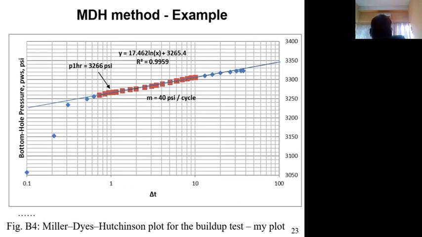So for the MDH plot, you have your shut-in pressure on the y-axis, and then you have the shut-in time on the x-axis. No transformation is done, no reversal of axis. You just plot directly onto the semilog graph sheet. So you'll see in this case, obtaining the P1 hour is straightforward. All you do is enter 1 hour and read off the corresponding pressure.